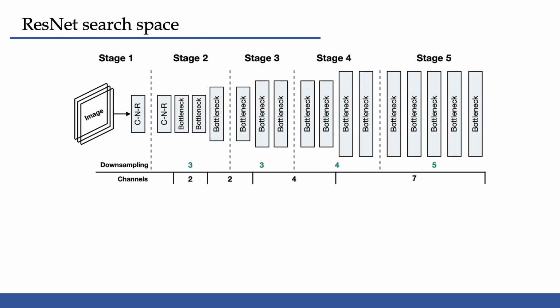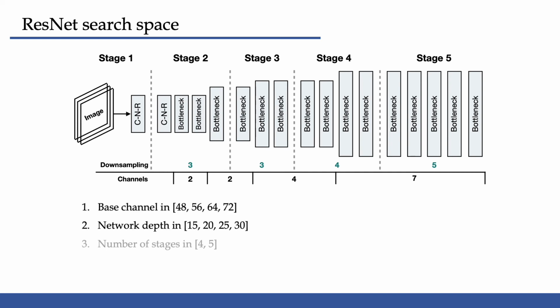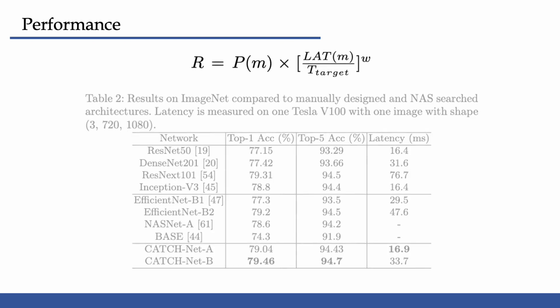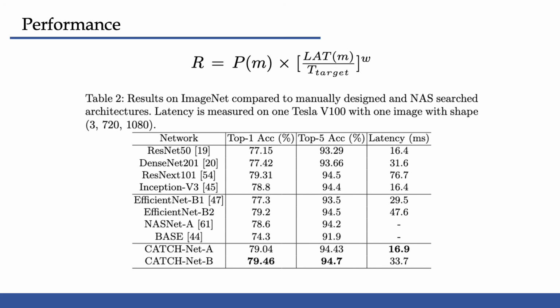NAS-Bench-201 is a cell-based search space, and we also tried the ResNet search space, where the agent decides the base channel, network depth, the number of stages, when to downsample the images, and when to double the channels. Here's the result of the ImageNet adaptation. We use a combination of accuracy and inference time as our reward to search for networks that are both top-performing and time-efficient. The CATCH nets are discovered within the first 10 epochs of adaptation. We can see it's excelling in both accuracy and latency.